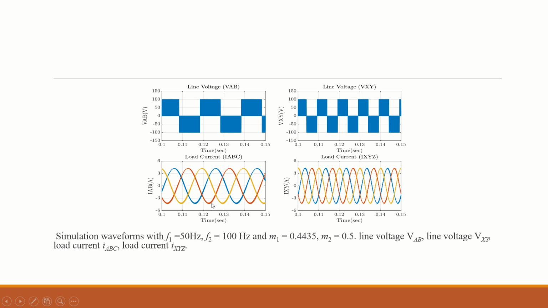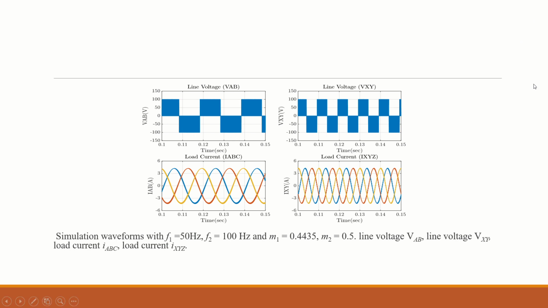And this is the figure. Here we are giving two different frequencies, f1 as 50 Hz and f2 as 100 Hz. Here m1 is 0.4435 and m2 is 0.5. When we are giving f1 equal to 50 Hz and m1 equal to 0.4435, the modulation index is reduced, so the magnitude and current of the voltage and current both will be reduced. When m2 is 0.5, the voltage and current also reduce in the same way, and the levels, amplitude and magnitude of the currents also reduce.